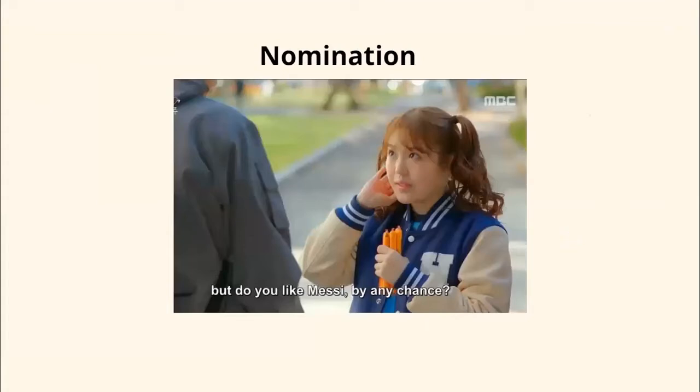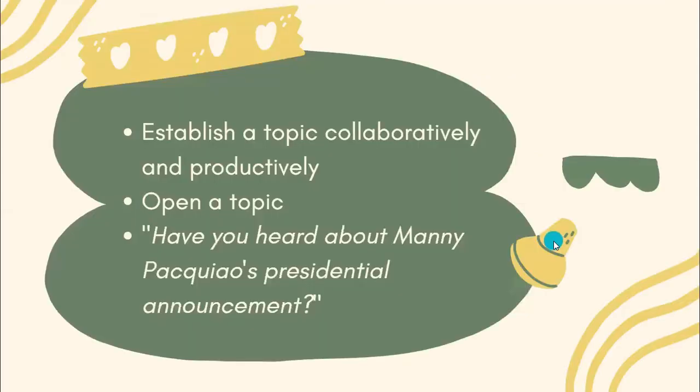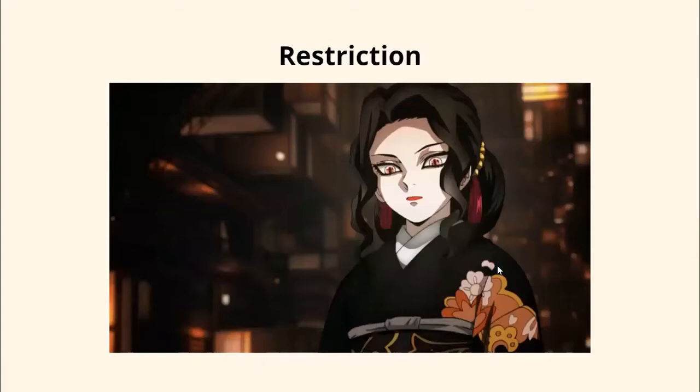In this type of communicative strategy, class, what we're trying to do here is establish a topic. It is when we're trying to open a topic with our listeners. So, for example, when you want to open a topic in conversations, typically you ask questions or give a little context to that. Just like when you say, "Hey, have you heard about Manny Pacquiao's presidential announcement?" That's a way of establishing a topic, opening a topic.